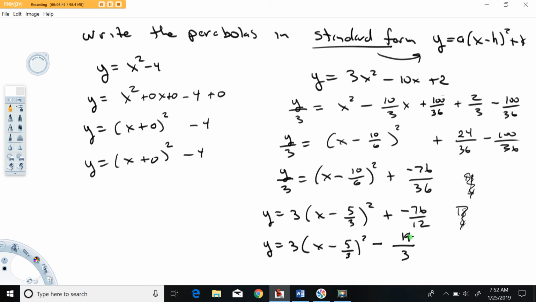So here is our parabola in standard form. The vertex is at the point 5/3 and negative 19/3. So again, the point of this video was how to take a parabola and write it in its standard form.